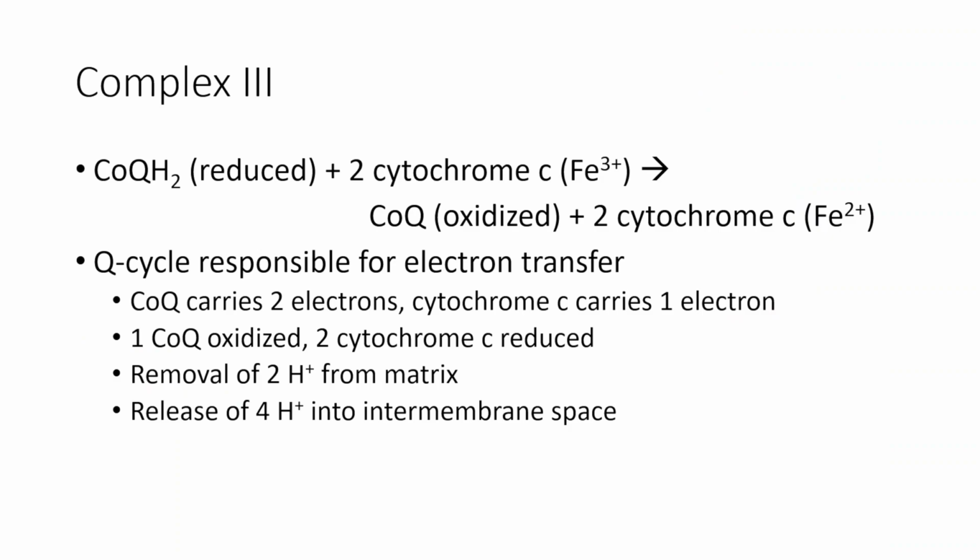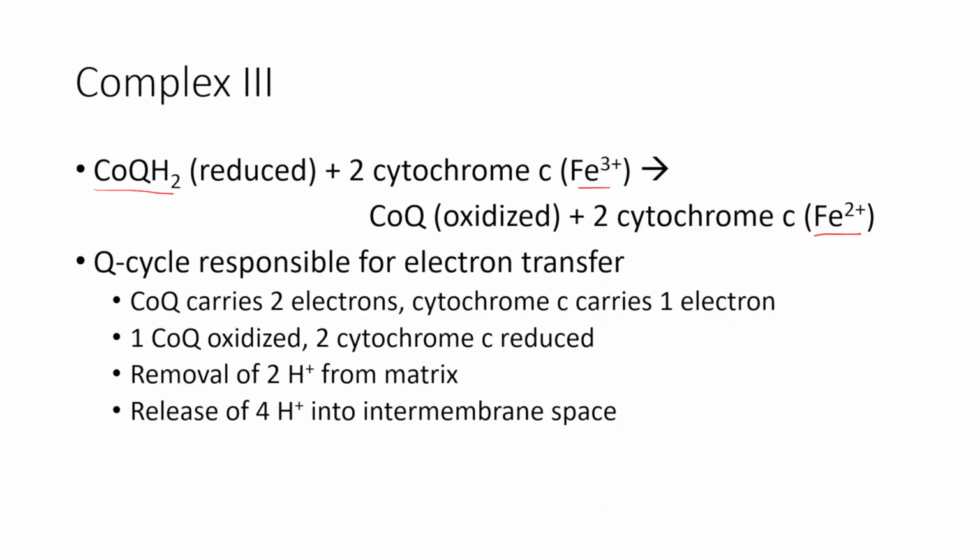All right, so that brings us to complex 3. Complex 3, like we mentioned, is where coenzyme Q is carrying over those electrons from complexes 1 and 2. At this point, coenzyme Q is in the reduced form, CoQH2, and it's going to help transfer those electrons over to cytochrome C. The oxidation state of cytochrome C is represented by an iron, which is contained within cytochrome C. So when it's iron 3+, it's the oxidized form. And when it accepts those electrons from coenzyme Q, it's in the reduced form.